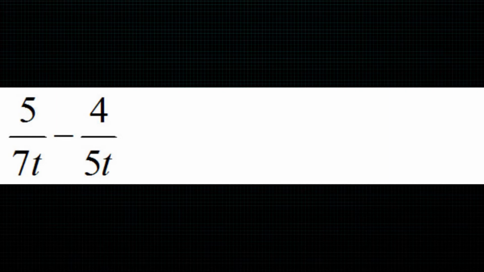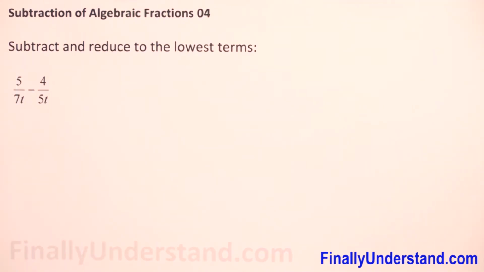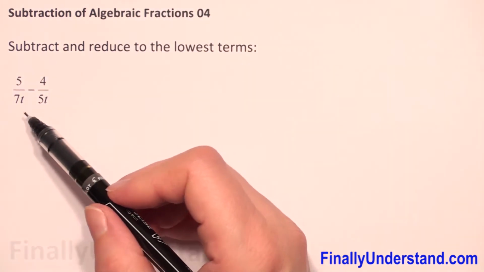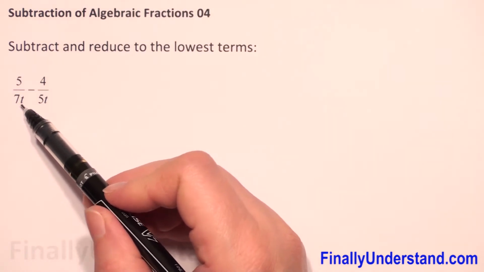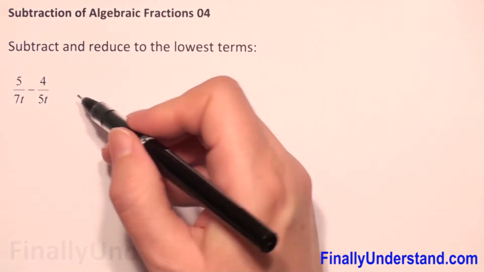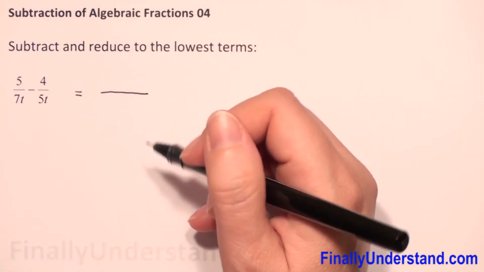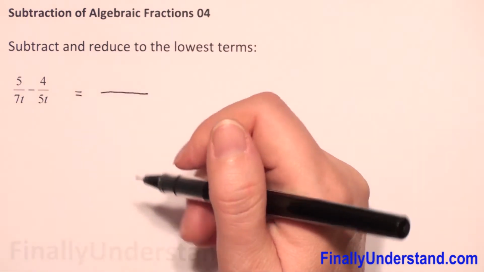We have subtraction of algebraic fractions. How do we do this? We need to have the same denominator to subtract algebraic fractions, the same as we do with subtraction of fractions. So first we have to check what we have here in the denominator. We have t and t. So of course we need to have t in the least common denominator.